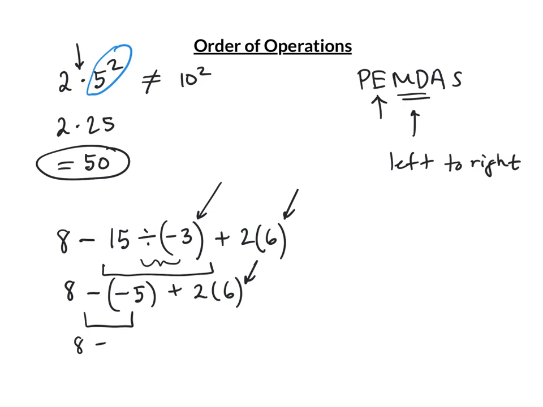That's really 8 plus 5 plus, and now I'm going to do my multiplying because I do all my multiplying and dividing before I add and subtract. 2 times 6 is 12. Now it's left to right, like a book. Start over here on the left. 8 plus 5 is 13. 13 plus 12 is 25.